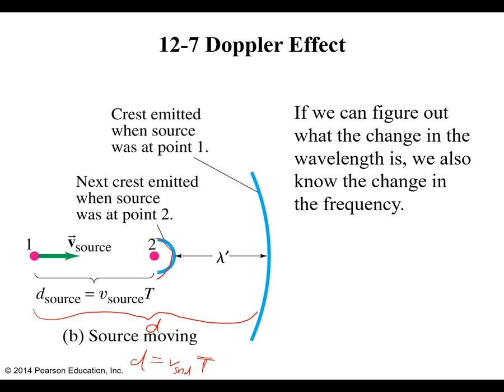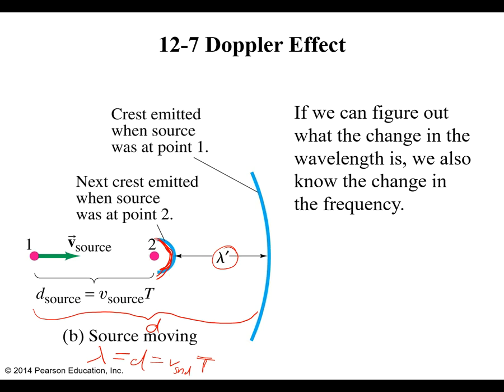So the second pulse is here, and now you have a different wavelength. Oh, by the way, I should say this initial d over here is going to equal the wavelength of the original wave. Coming back at point 2, the second pulse is emitted, but now that distance has changed, so we have a new wavelength. We're going to call that lambda prime.